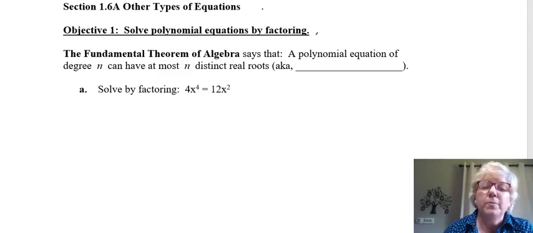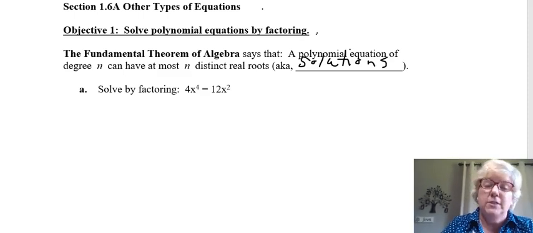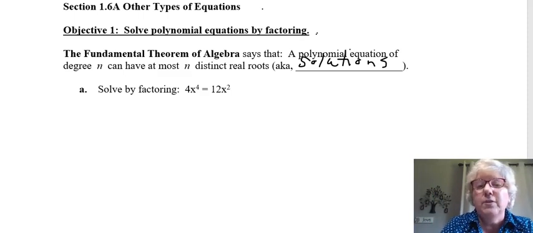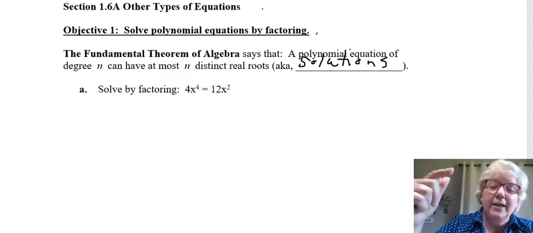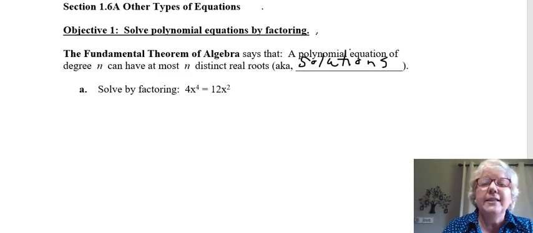You see, the fundamental theorem of algebra says a polynomial equation of degree n can have at most n distinct real roots. That means it can have that many answers or solutions. So, if it has a degree of 2, we'll expect to get 2 solutions. They can be square roots, they could be imaginary, or they could just be a regular, ordinary looking number. Today we're going to be using polynomial equations that have an even higher degree exponent though. Now let's take a look at the method.